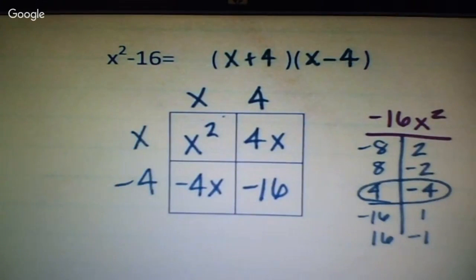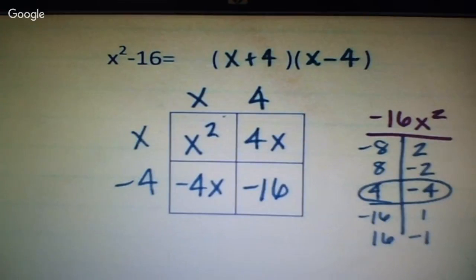This is actually a special factoring case. It's called difference of squares. Fancy. So in other words, I can give you another one that is also a difference of squares. Something like, let's do x squared minus 100.